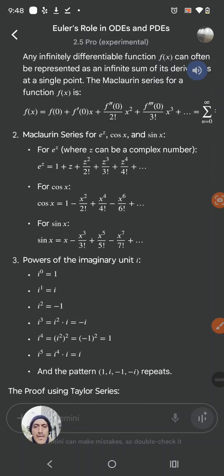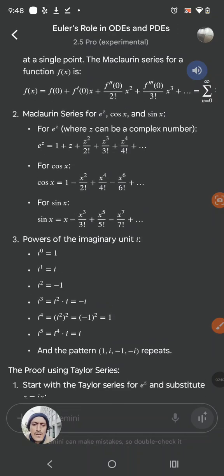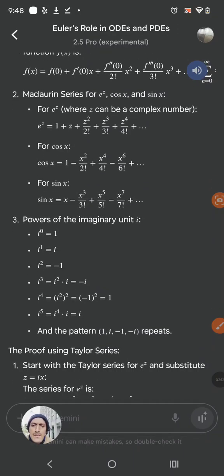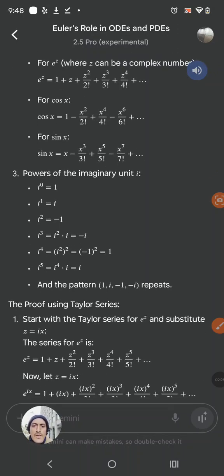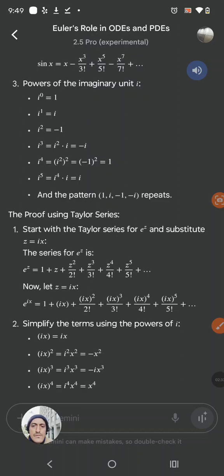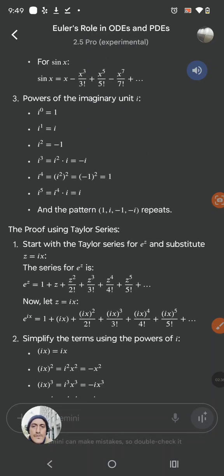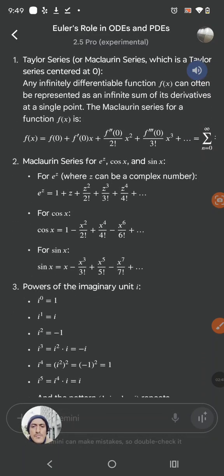And for i, the powers of the imaginary unit: of course, i to the power 0 equals 1, i to the power 1 equals i, i squared equals minus 1, i cubed equals i squared times i equals minus i, and i to the power 4 equals i squared whole squared, which is 1. So it is a period of 4. i to the power 5 equals i to the power 4 times i, which equals i. So the pattern repeats. As you can see, it is already shaping up.